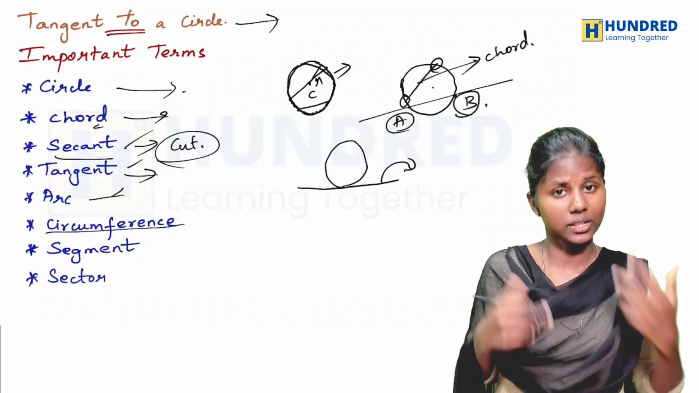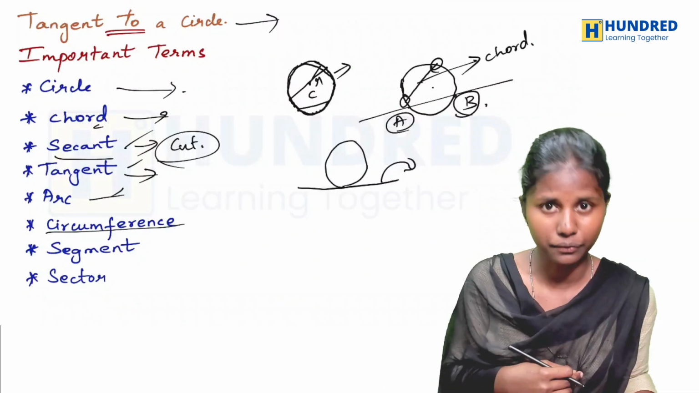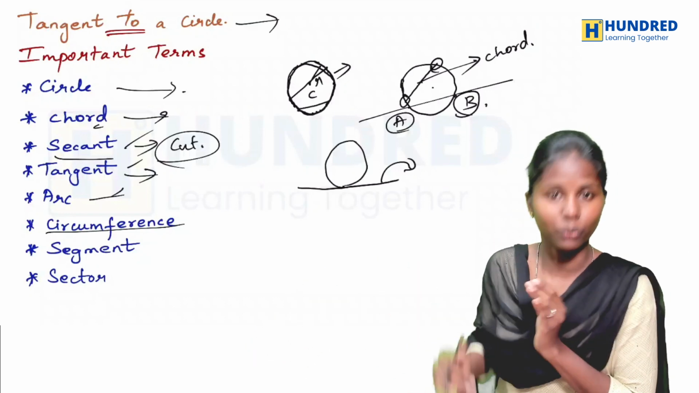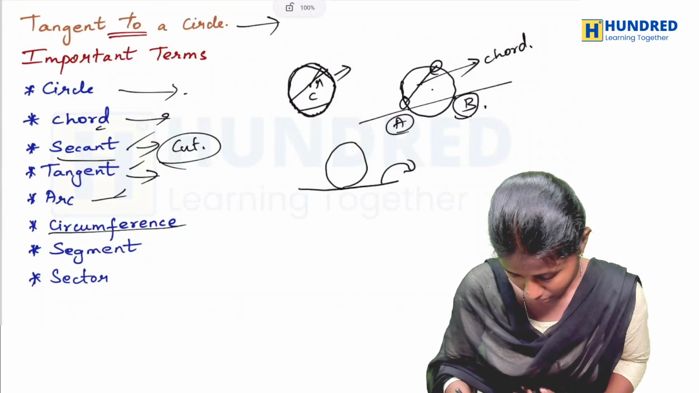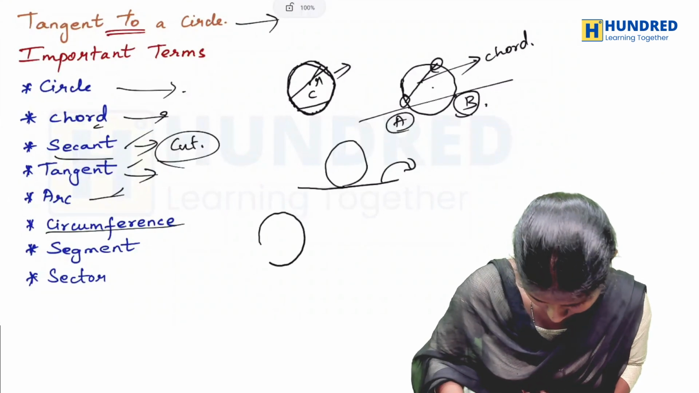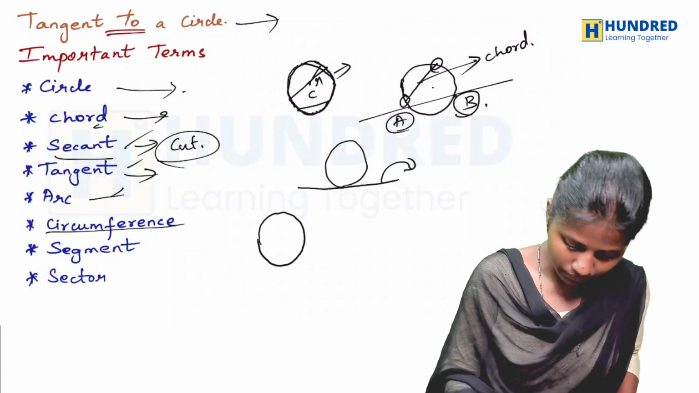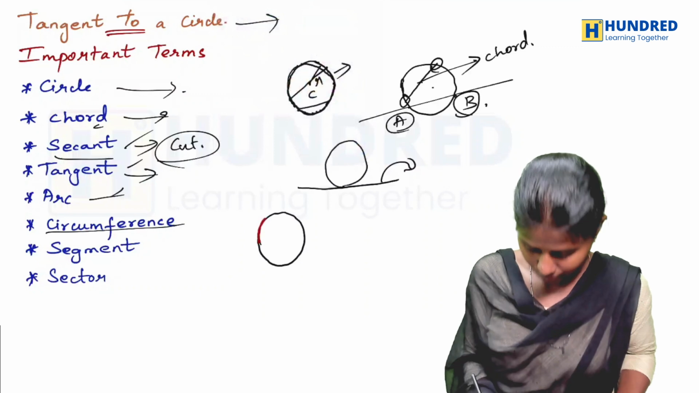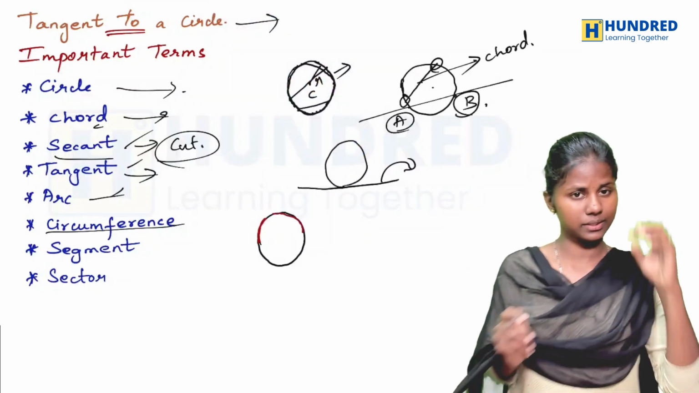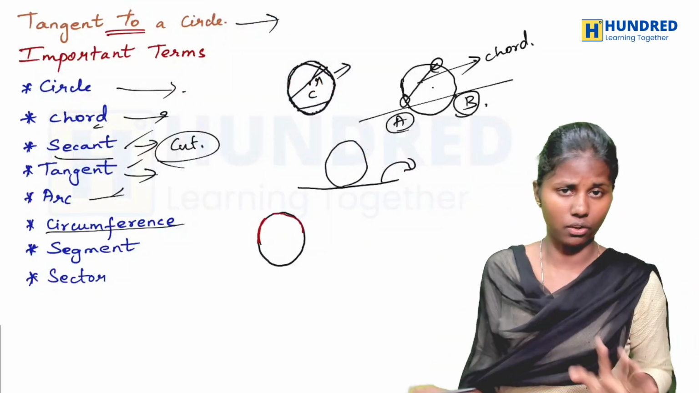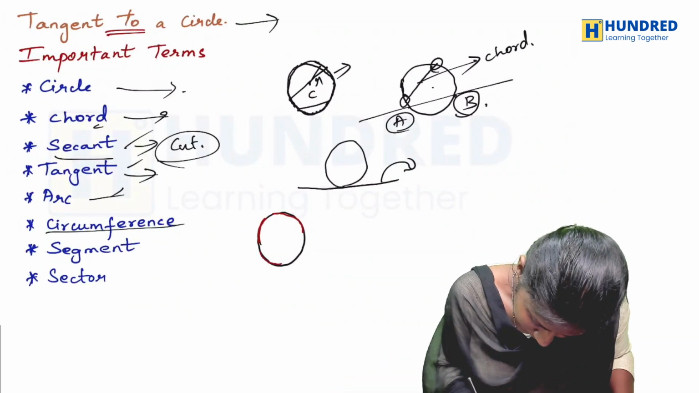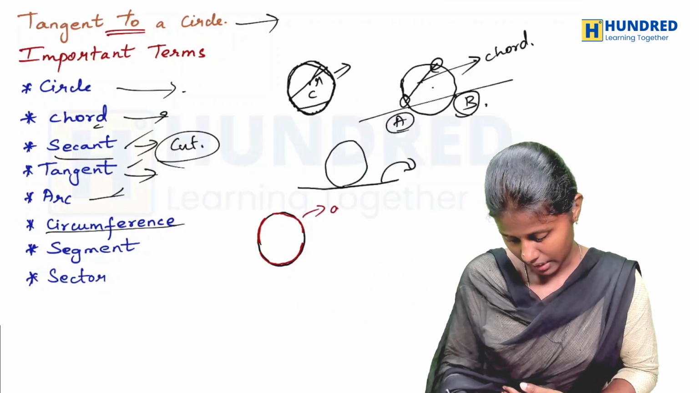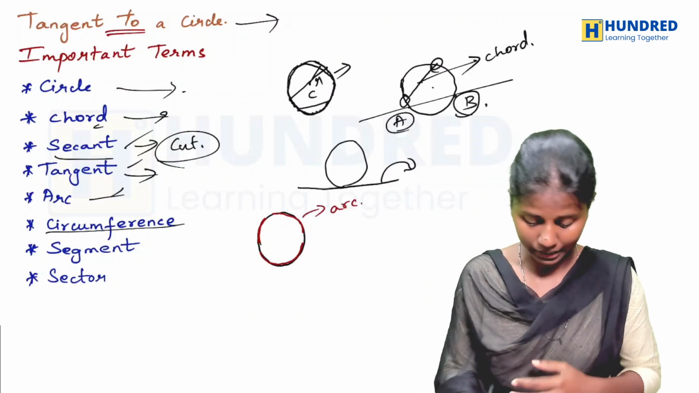And what about an arc? Circumference means the boundary of a circle, right? Any part of this boundary is called an arc. For example, this is the boundary of a circle, and any part of this boundary, whether it is a longer part or a smaller part, we name it an arc.